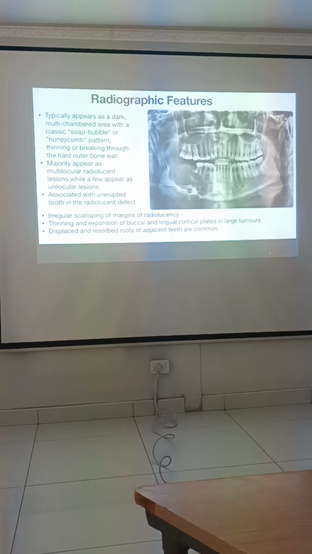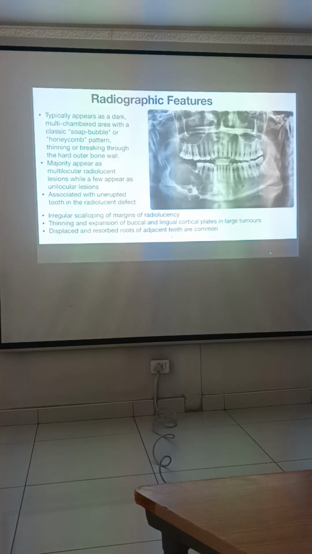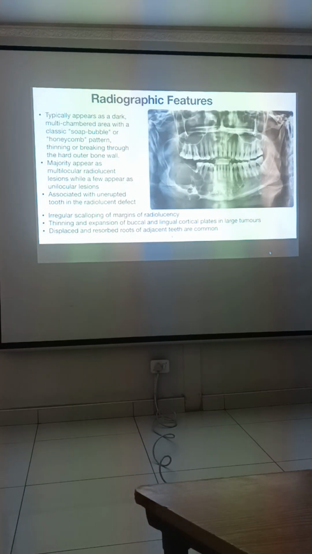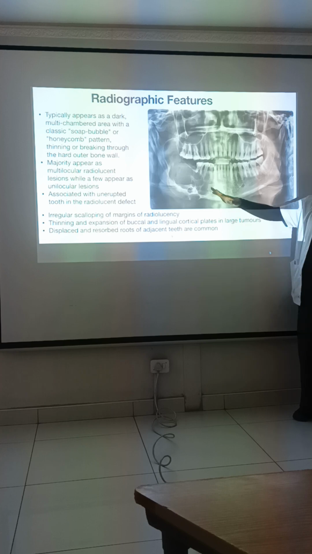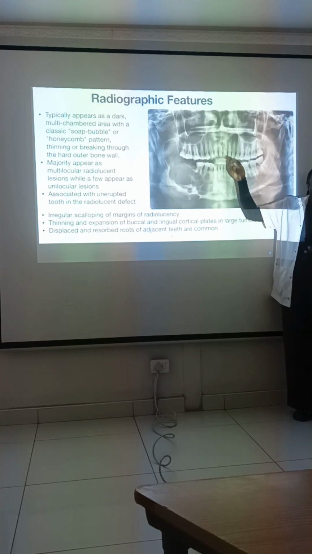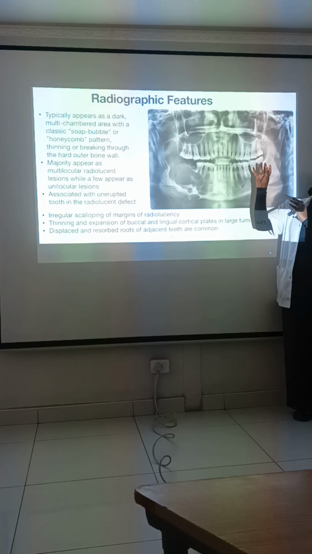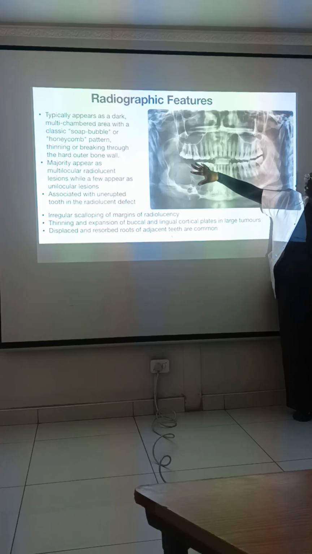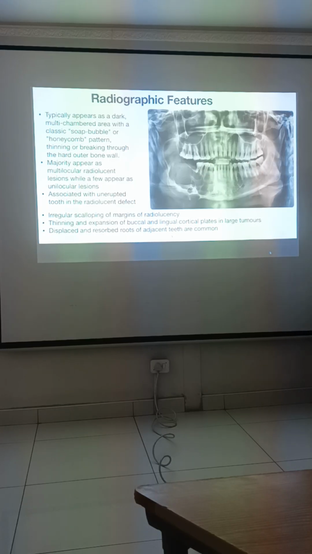Usually there is also irregular scalloping of margins in the radiolucency. There is thinning and expansion of the buccal and lingual cortical plates in large tumors, and sometimes teeth may also become displaced. So when they become loose and the swelling continues to grow, you will find that the tooth is no longer where it was supposed to be. It has now moved with the growth inside the mouth. So it's no longer here, it's just displaced within the tumor.